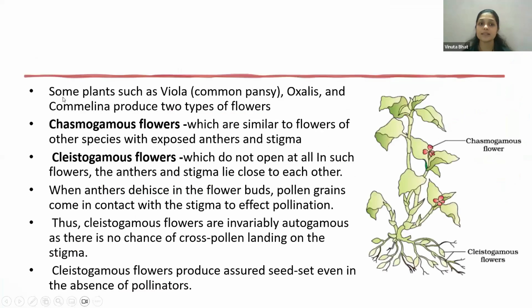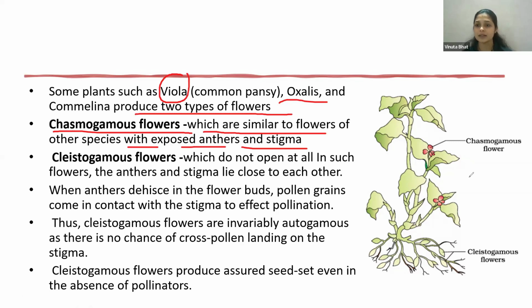Then some plants such as Viola, Oxalis and Commelina produce two types of flowers. Remember the examples. Viola, Oxalis and Commelina produce two types of flowers. What are the two types here? Chasmogamous flowers. What is the meaning of chasmogamous flowers? They are similar to flowers of other species, with exposed anthers and stigma.